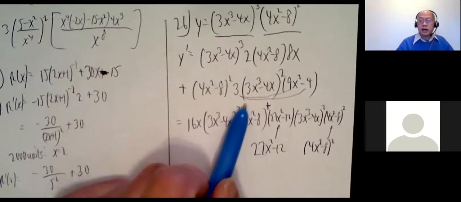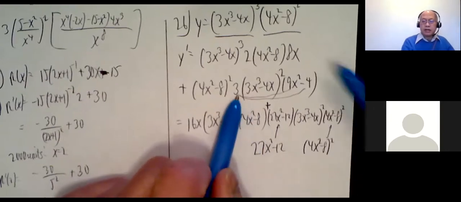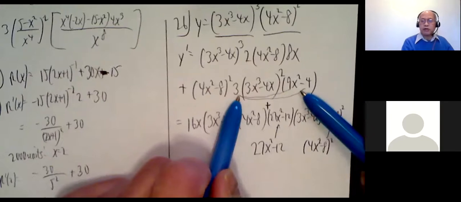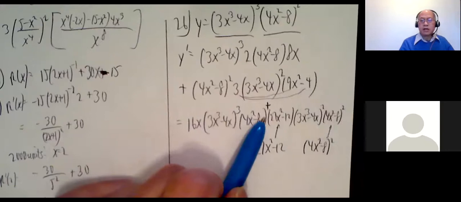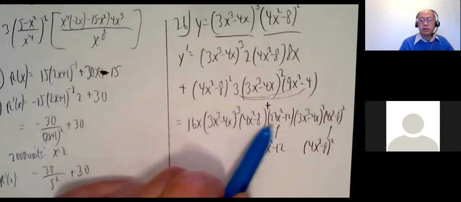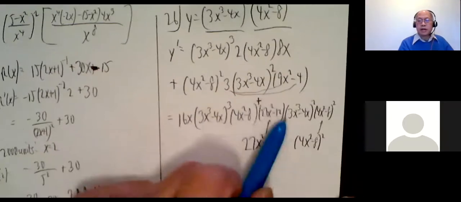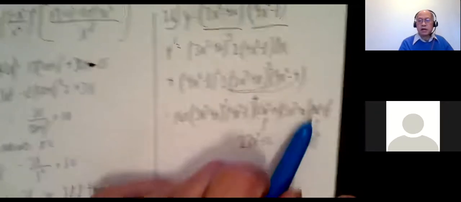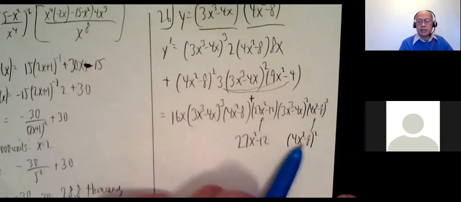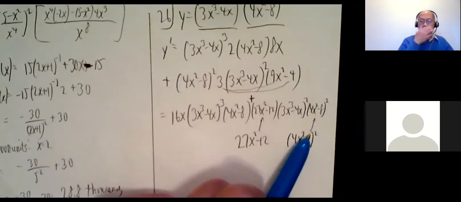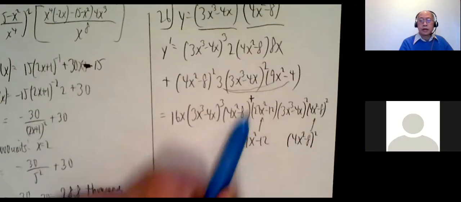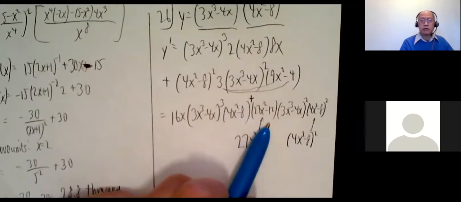And then what did I do right here? I multiplied 3 times the 9x squared minus 4. That seemed to be pretty easy. So 27x squared minus 12. And then I left that alone. And I left that alone. Okay, that says 4x squared minus 8 squared in case you can't read it. And that's 27x squared minus 12.